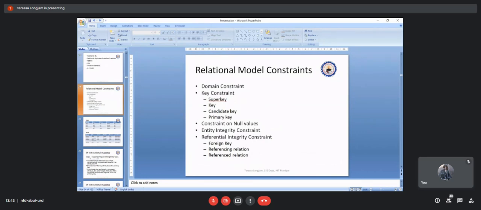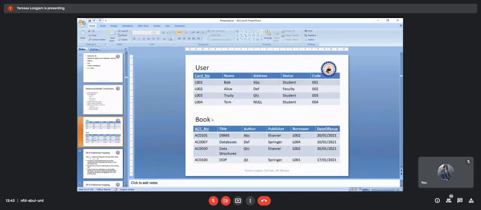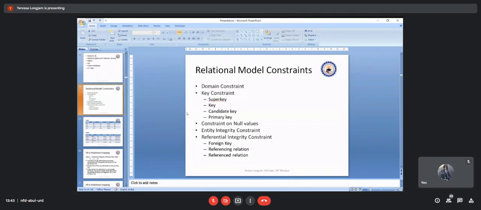From here, there are certain terms you need to know for referential integrity constraint. We already know what is foreign key, isn't it? Here, the book relation is going to be the referencing relation, and the user relation is going to be the referenced relation. Book has the foreign key, and this foreign key is referring to the card number primary key of user. That is why book is the referencing relation and user is the referenced relation.